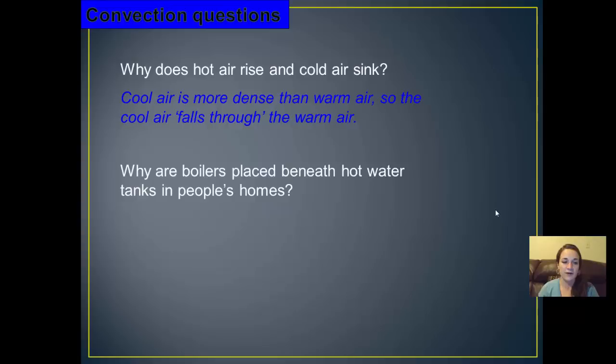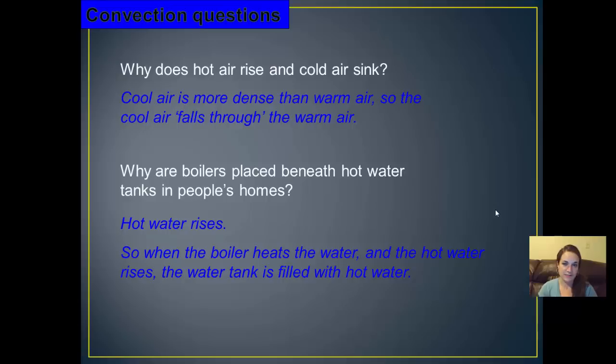Next question. Why are boilers placed beneath hot water tanks in people's homes? So you want to get a lot of hot water in your house, so you're going to have your boiler at the bottom of that hot water tank. That is because hot water rises. So if you have it at the bottom, it's going to heat up that water, rise to the top, and then your whole tank is going to be filled with hot water.